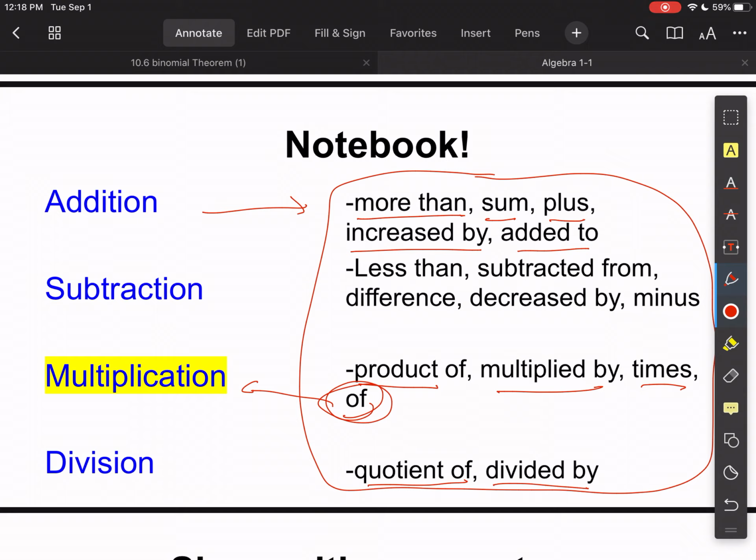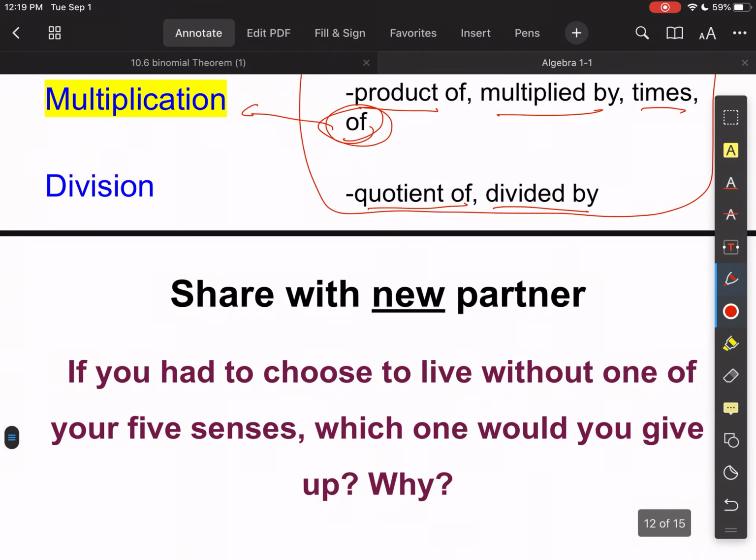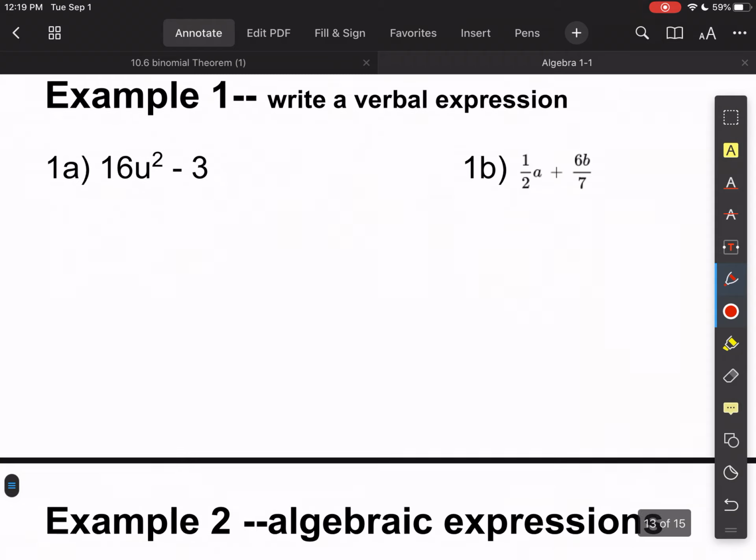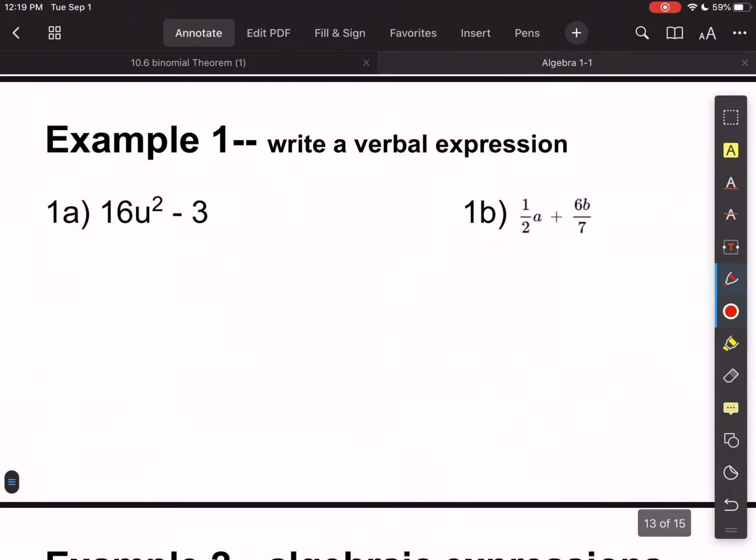Okay, these key terms are going to come in handy because they're going to have you change mathematical expressions into verbal expressions. So using these key terms here will be very helpful. So example 1. Here we go. We're writing a verbal expression for the mathematical expression that's here.